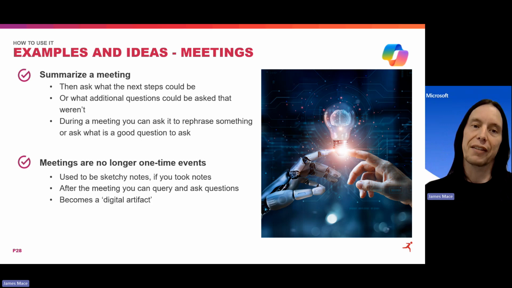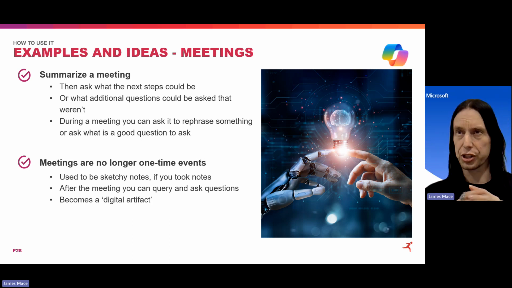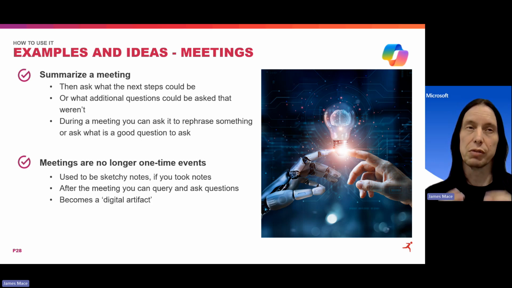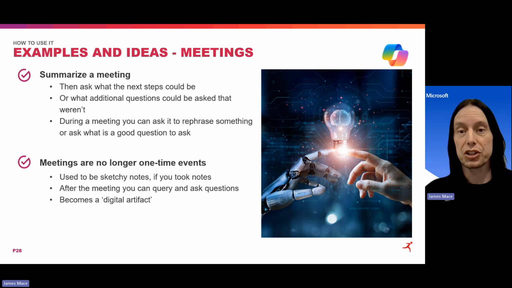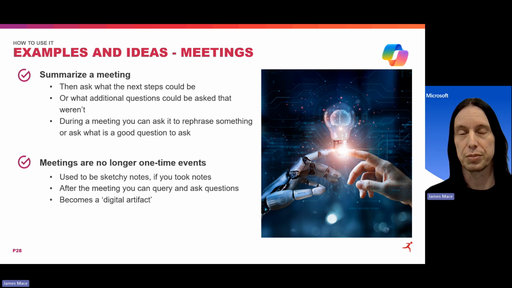Some of these happen after the meeting, and some during the meeting, right? During the meeting, a good example is someone says something, you don't quite understand it, and rather than interrupt their flow, you can bring up Copilot and say, can you rephrase what so-and-so just said? Get Copilot to explain it a different way and maybe get a better understanding of what's being discussed. Another thing is maybe you're struggling to contribute to a meeting, and so you can say, what is a good question to ask? And then ask that question in the meeting.